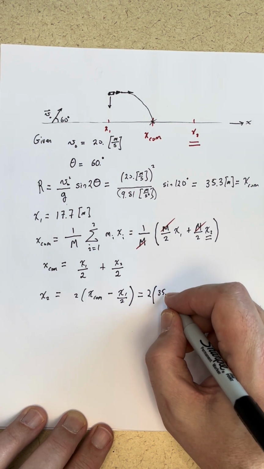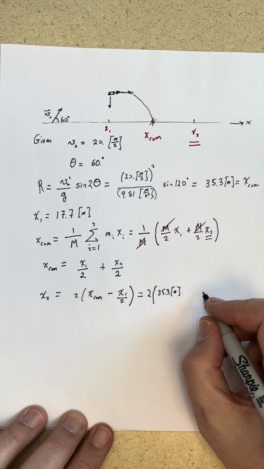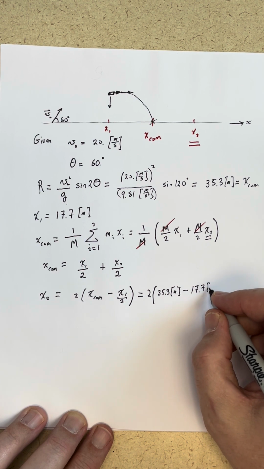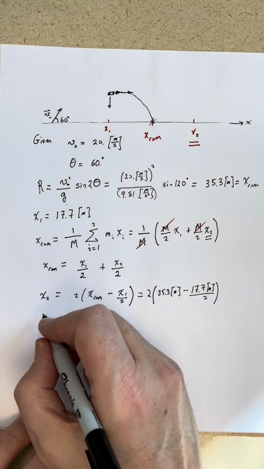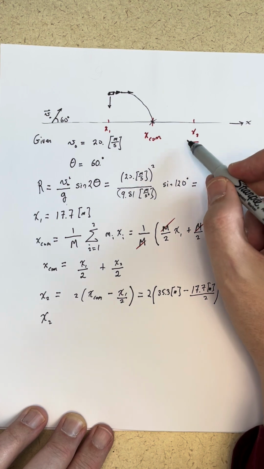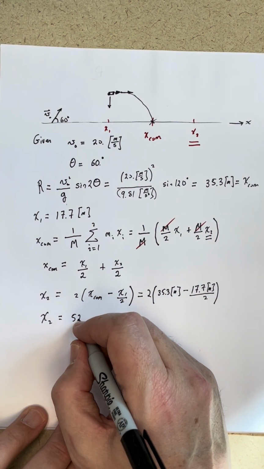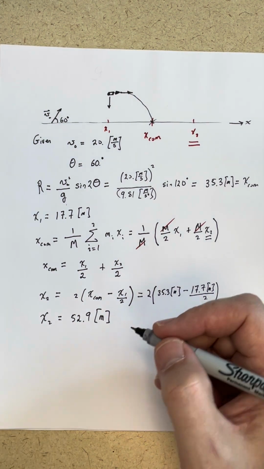Twice 35.3 meters minus half of our 17.7 meters. And we'll get this coordinate x2 to be 52.9 meters.